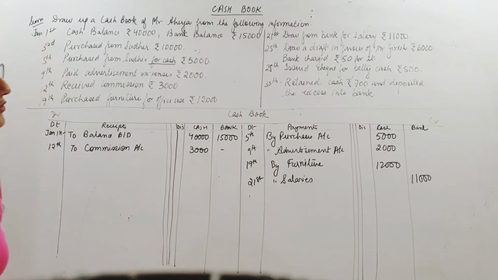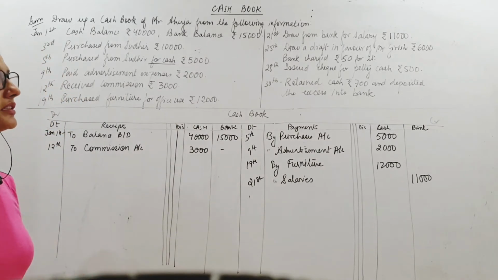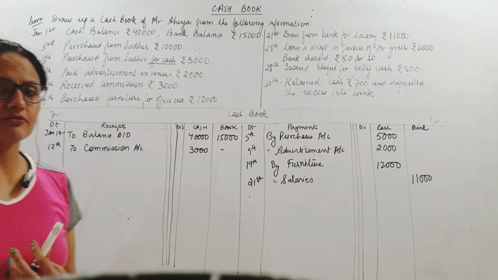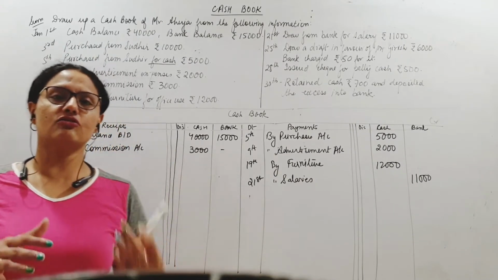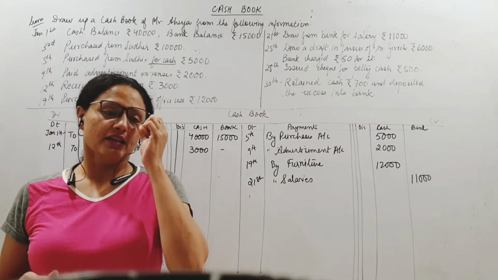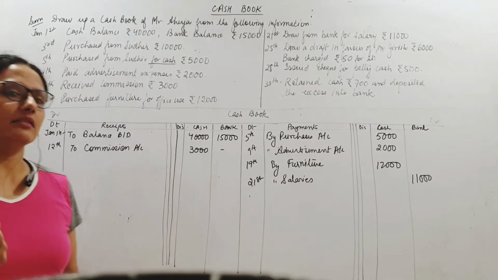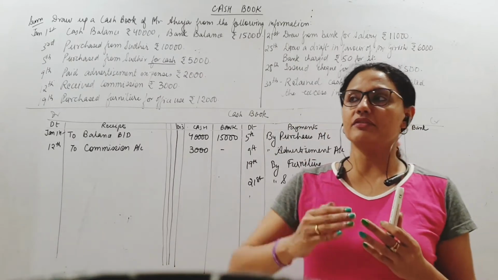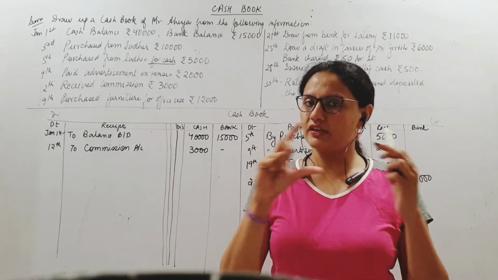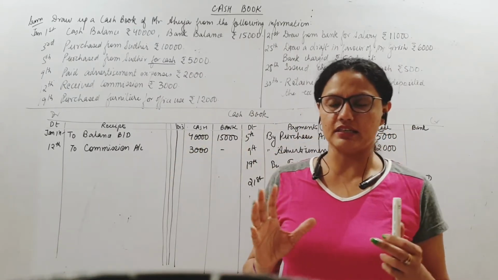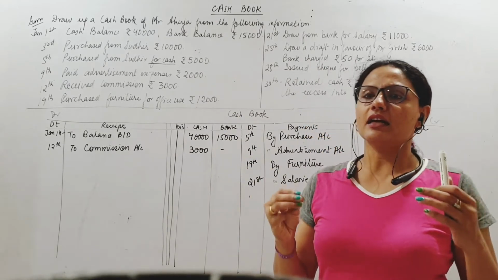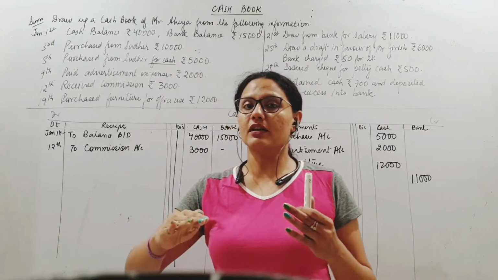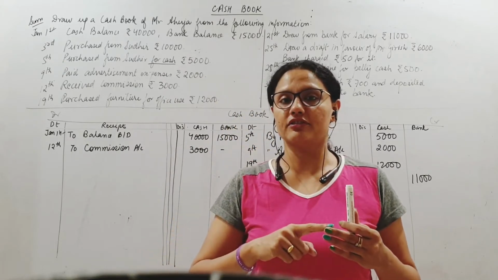25th, drew a draft in favor of Mr. Girish, 6,000 and bank charged 50 for it. Now what is a draft, children? Just for your knowledge, just like a check, you understand, a check. Similar to a check, but a little different. When you draw a draft in favor of someone, the draft will carry his name, account details maybe, and the amount to be paid. Now this is already deducted from your account on the day you make the draft.